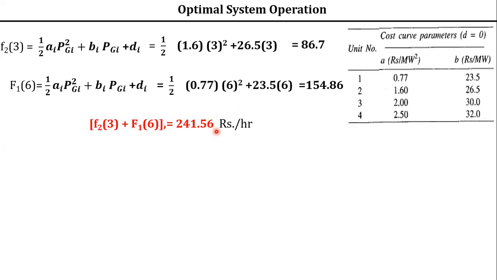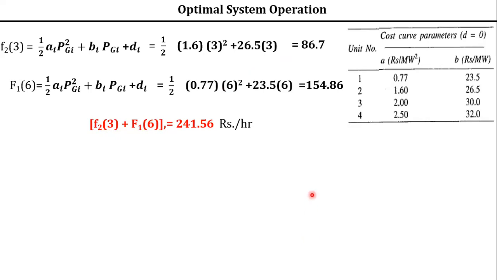Now what is the fifth combination? The fifth combination becomes F2 of 4 plus F1 of 5. What is the result for the fifth combination? Small f2 of 4 plus capital F1 of 5. Here it will be incrementing, here it will be decrementing. So what is the value for this combination?